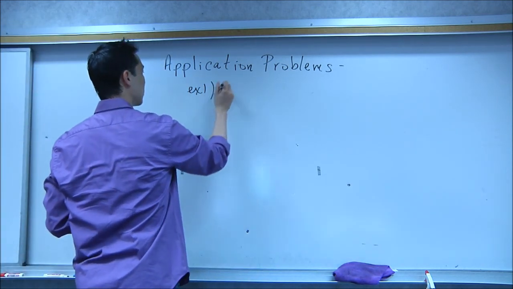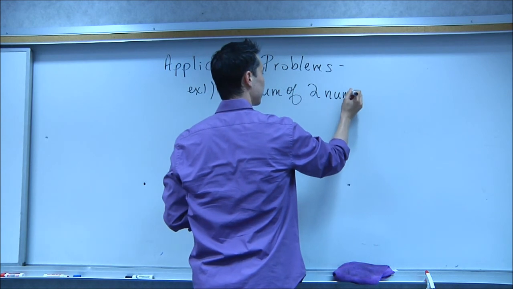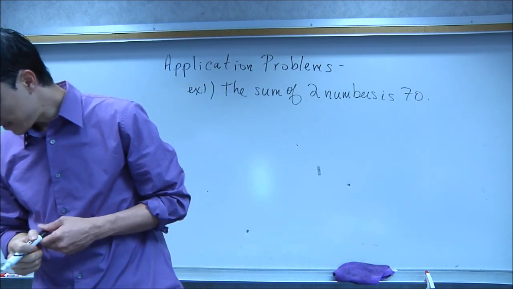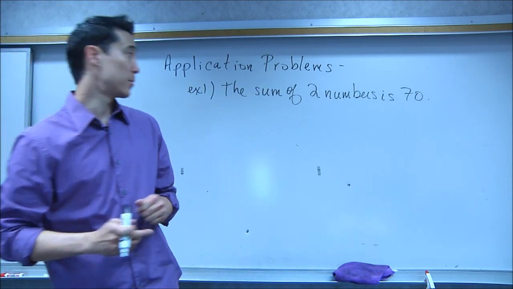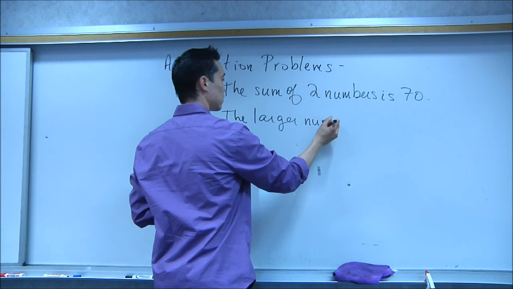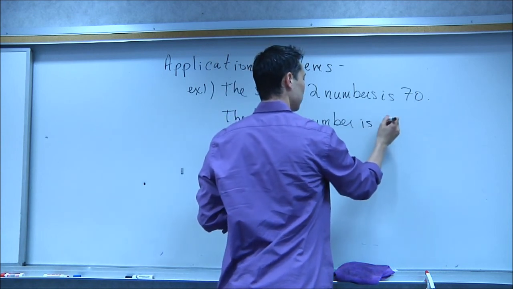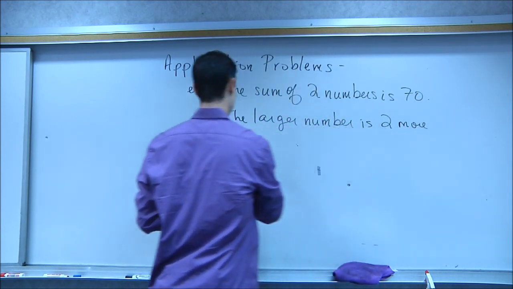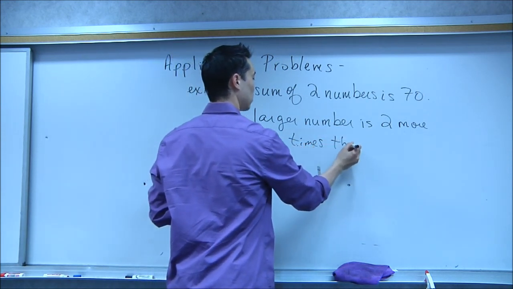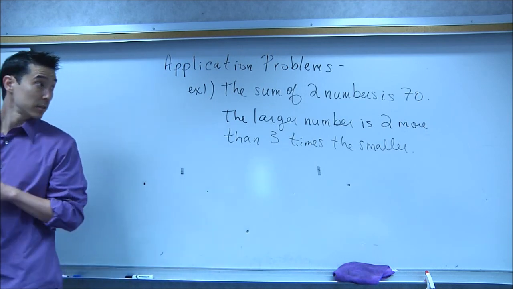Example one. The sum of two numbers is 70. And the larger number is 2 more than 3 times the smaller number. The larger number is, what did I say, 2 more than 3 times the smaller. Okay. And so obviously what we're supposed to do here is just find the numbers.